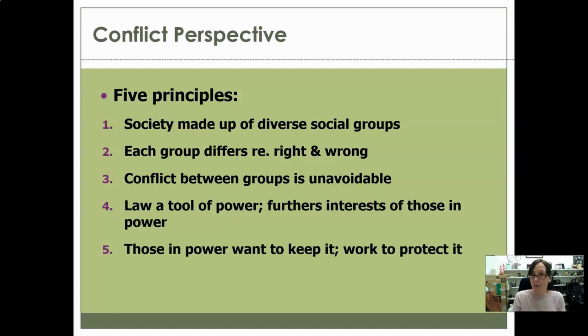So the people who have that power want to keep that power that they have over the laws, and so they work really hard to protect it. And so that means they will form laws that will protect them and the people around them, and they will use those laws to keep themselves in power. So very different from the consensus perspective, and you can probably think of a couple of theories that could fall under that. One, of course, being Marxism.